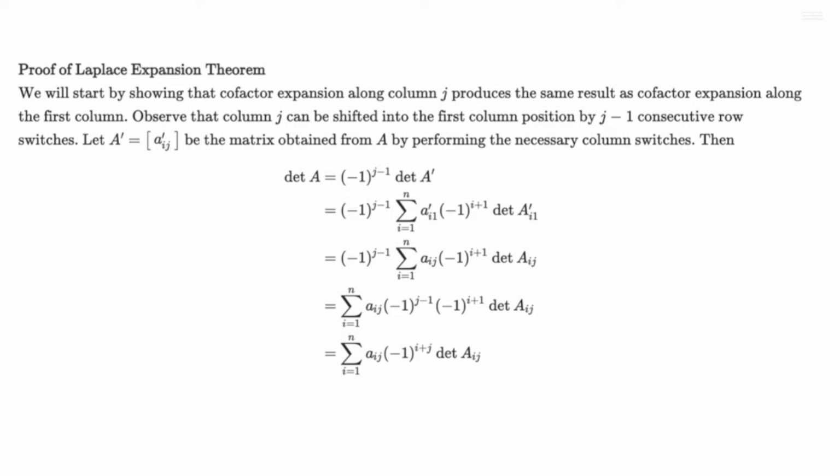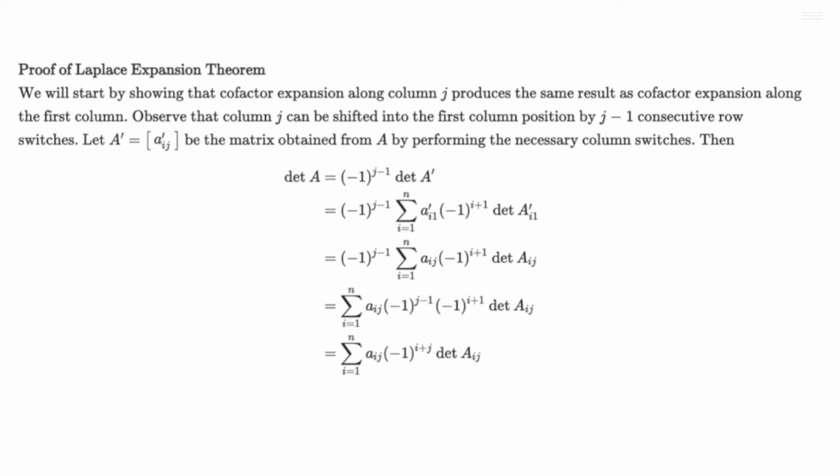Here's a proof. So now that I've shown you essentially what a Hill cipher is and what the Laplace expansion theorem is, I wanted to show you the proof of the theorem, since no one should take a giant equation on the basis that it's a giant complicated looking equation without some form of proof that it actually is true. We want to start by showing that the cofactor expansion along the jth column will produce the same result as the cofactor expansion along the first column.